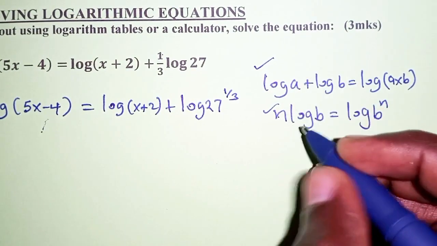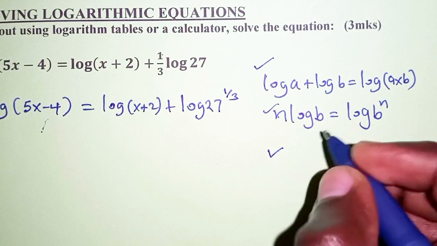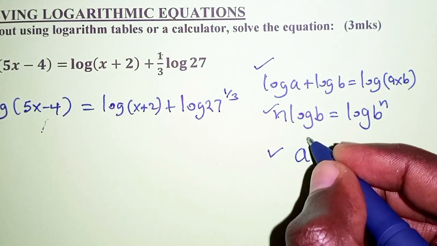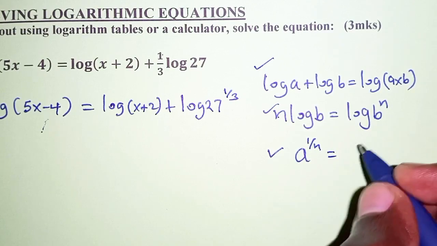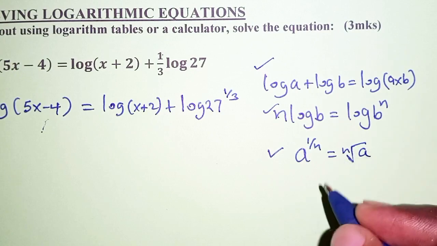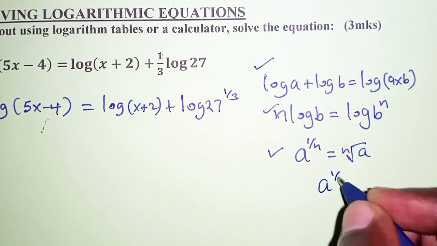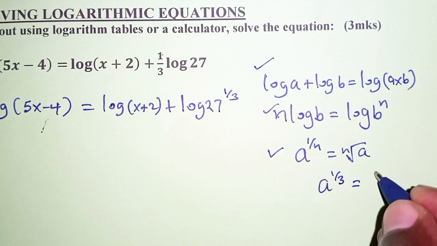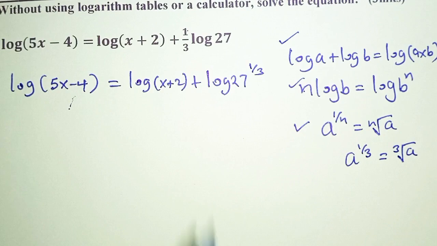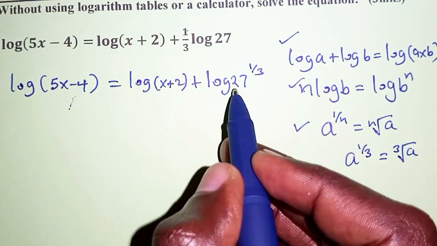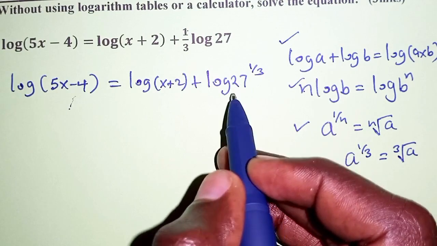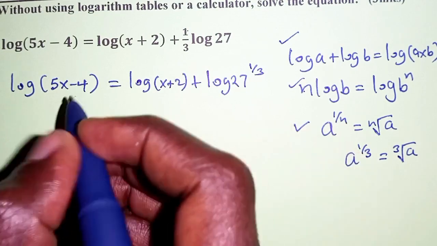Another thing we need to recall here is that when you're given a number, let's say a raised to a power 1 over n, then this is just like finding the nth root of that number a. In other words, if we have a raised to a third, then this is just like finding the cube root of a. So applying that here, 27 raised to a third is just like finding the cube root of 27, which is 3. So we can include that in the next line.